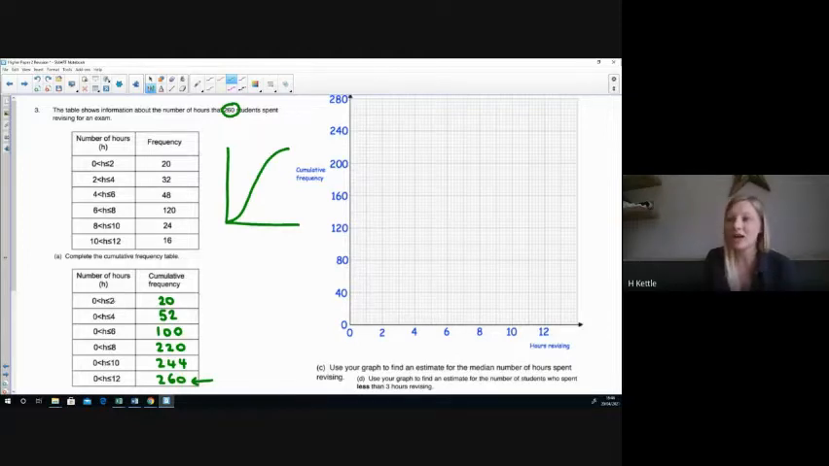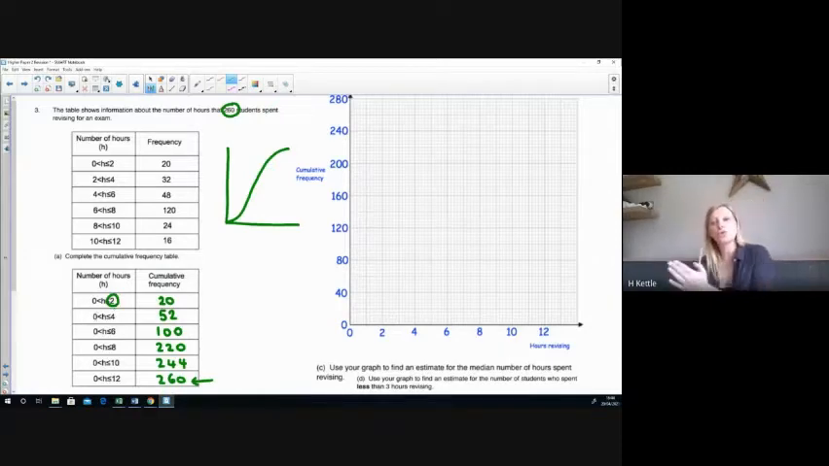So you're saying everything up to 2 is 20. All the students up to 4 is 52. All the students up to 6 is 100. So we're going to plot at this top end of the category. Okay, so plotting on the graph, we're going to go across to 2 and up to 20.